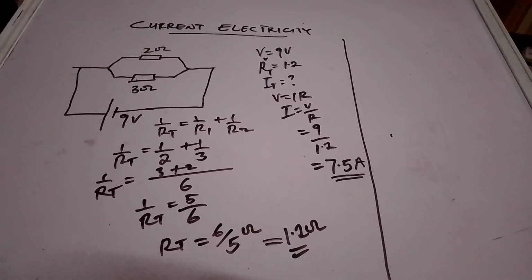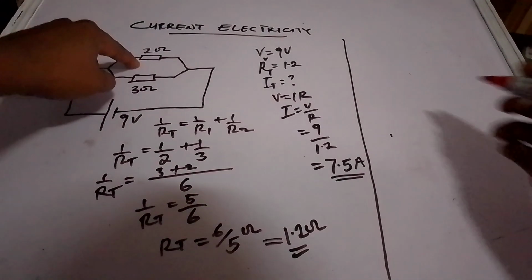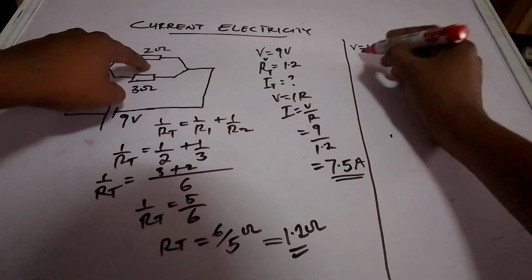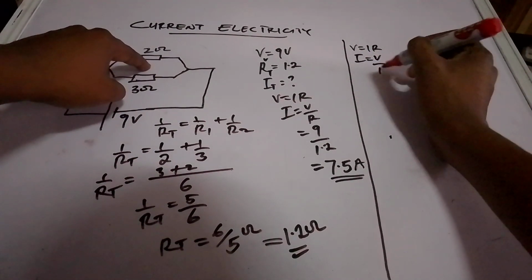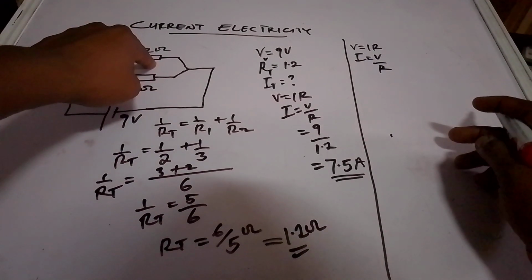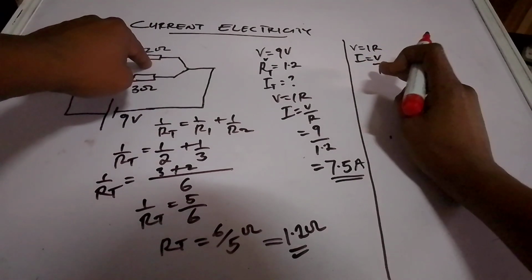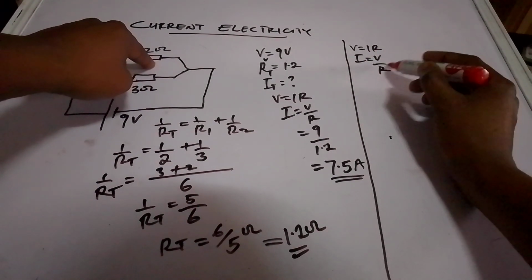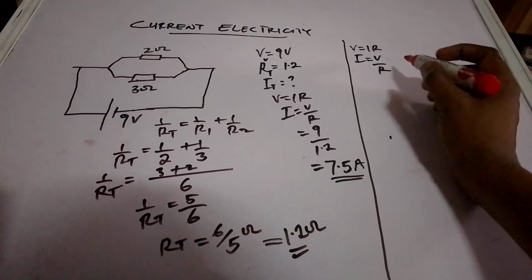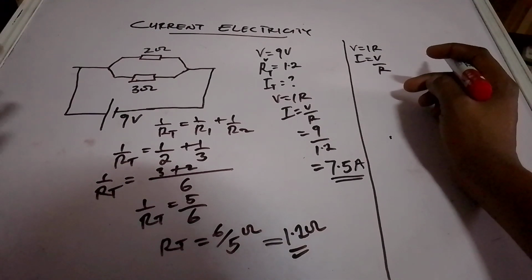So the next thing is that we want to look for the current across these 2 ohms. Using V equals IR, I is going to be V over R. So the current across these 2 ohms is going to be the voltage across these 2 ohms divided by the resistance here, which is 2 ohms. So what is the voltage here? The concept makes us understand that when cells are arranged in parallel, they are going to have the same voltage.